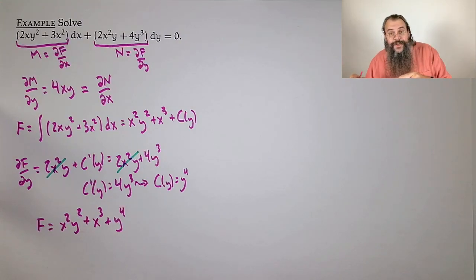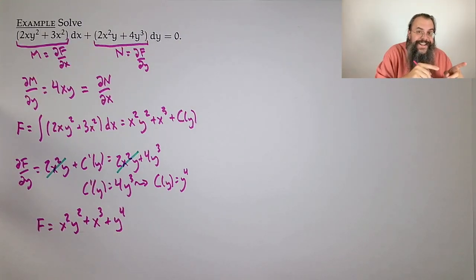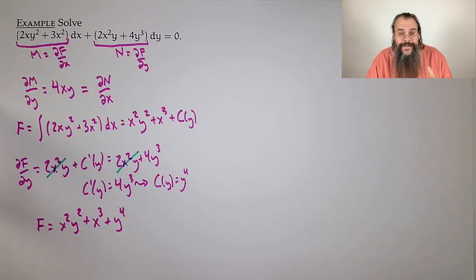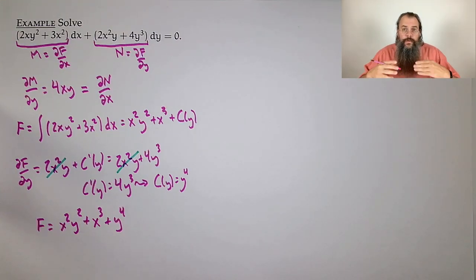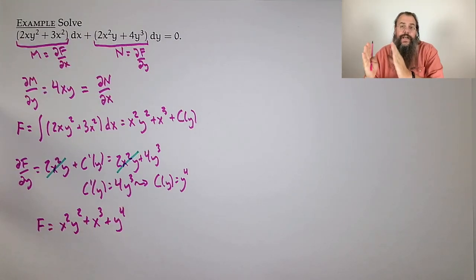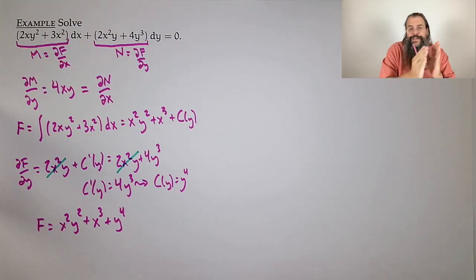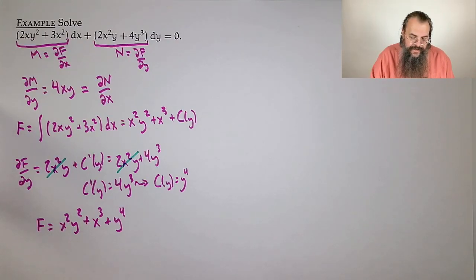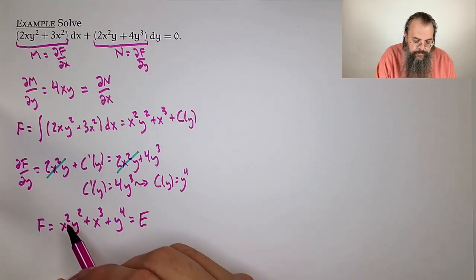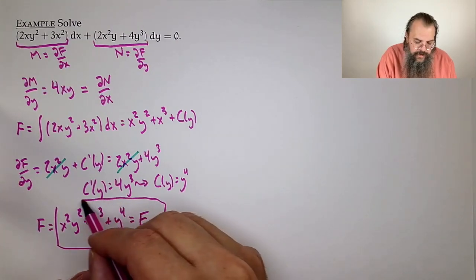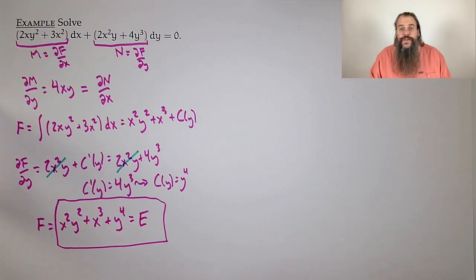Now, is that our answer? And why not? It's not our answer. The reason it's not our answer is because when we solve exact ordinary differential equations, it's a matter of find that function f of xy equals constant. All right, so I'll set this equal to some constant, and I'll just call it c. And there we go. That's our solution.